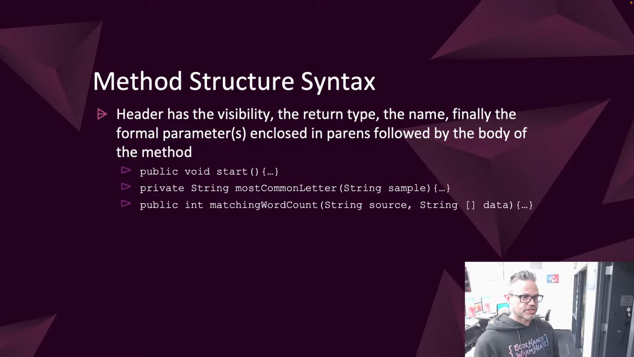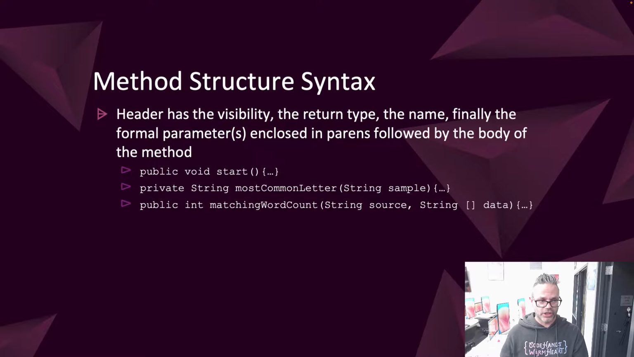Our method structure is syntax. When we're actually writing a method, our header itself has the visibility, then its return type, the name of the method, and finally the formal parameters that are enclosed inside parens, aka parentheses, followed by the body of the method itself. We have a couple short examples right here. We have public void start(), open and close parens, followed by our squigs in our code. We have private String mostCommonLetter. It takes a String sample, and then of course the code that implements that method. And finally, public int matchingWordCount(String source, String[] data), and then the math stuff that goes along with it.